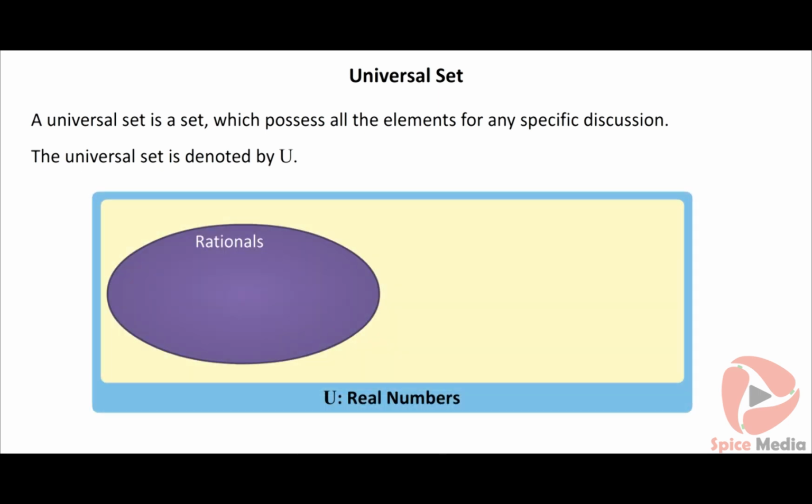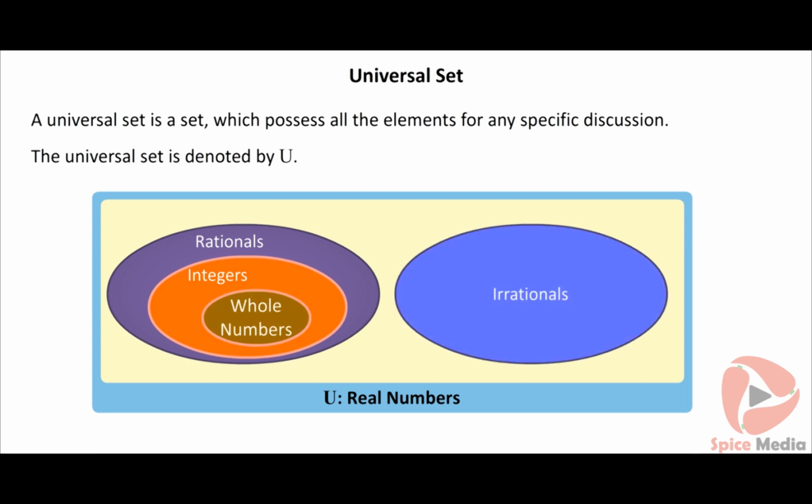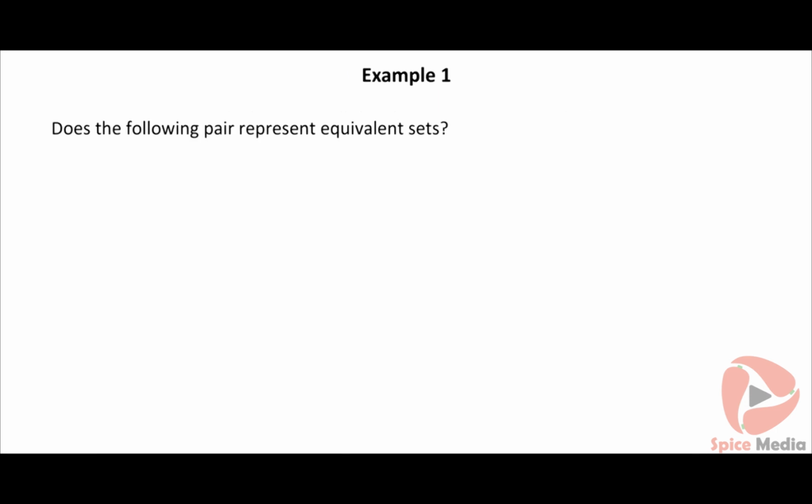Universal set. A universal set is a set which possesses all the elements for any specific discussion. It is denoted by U. In numbers, the set of real numbers can be considered as the universal set since it contains rationals, integers, whole numbers, irrationals.